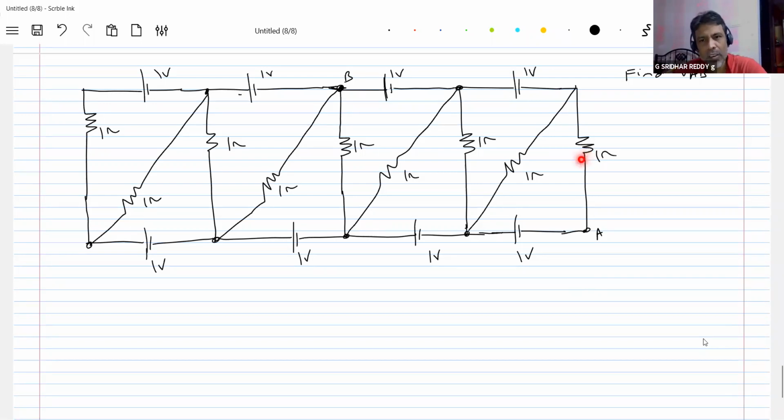Okay, you can say this is the cell. Then what should you do? Replace. See the question, what is asked: find VAB. So what some students suggested, sir, is this is one cell. Then I'll replace these two cells with only this internal resistance, as you can do that. Then again what will happen? This will come. So like this, you have to bring it till here.